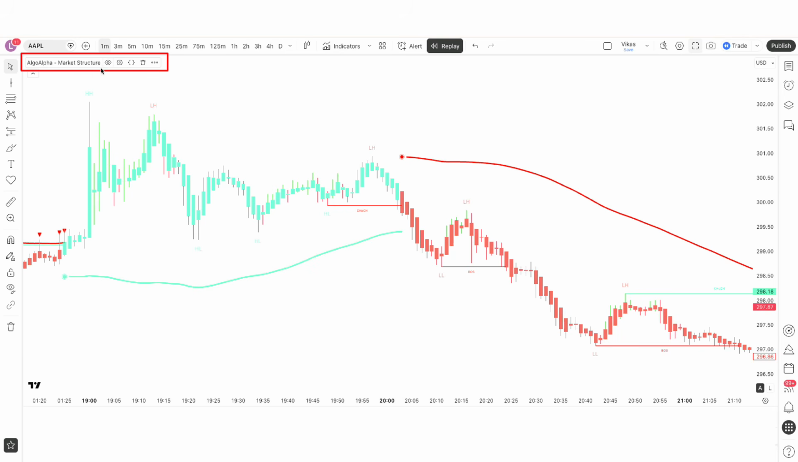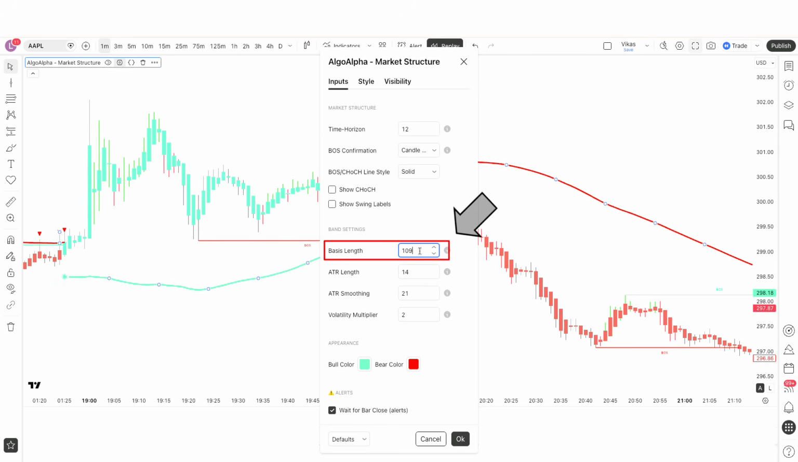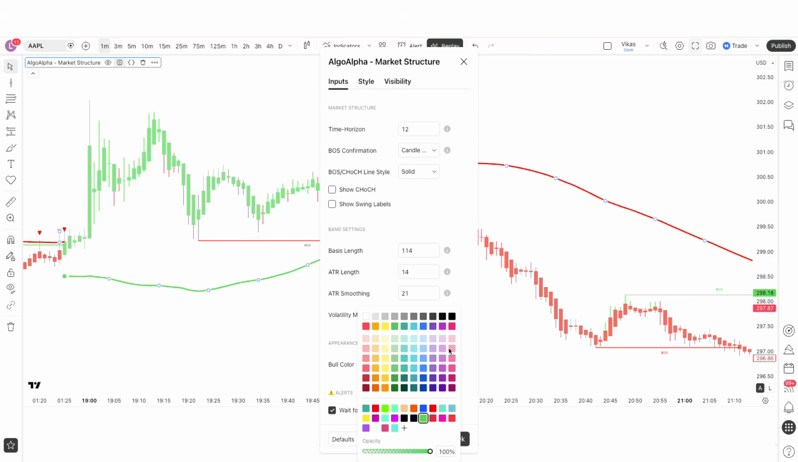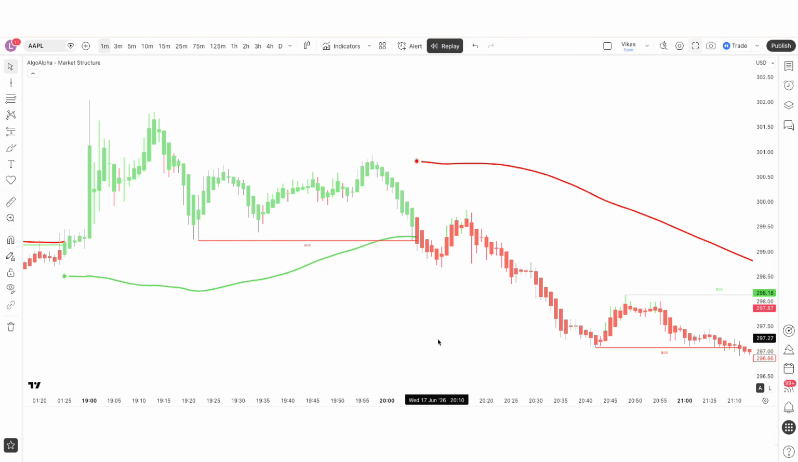Now the indicator settings change for perfect signals. First, we change time horizon, 10 to 12. We keep these options hidden. After that, change basis length, 100 to 114. After that, change bull color, aqua to green. We keep these options hidden. Here everything is fine after that. Click OK. Now we'll add one more indicator to make this strategy more powerful.